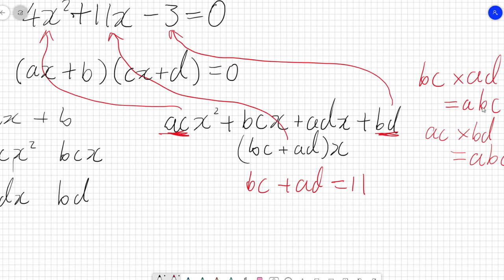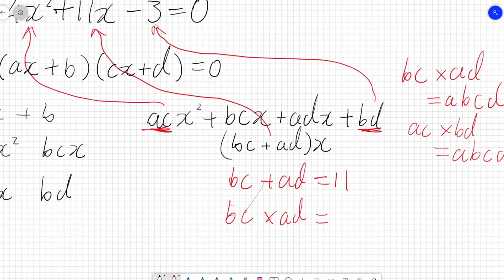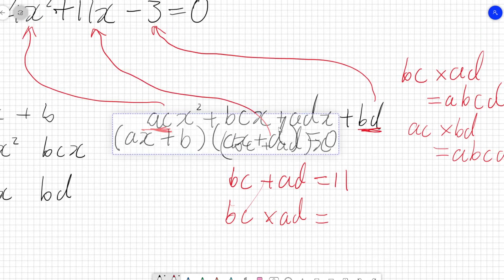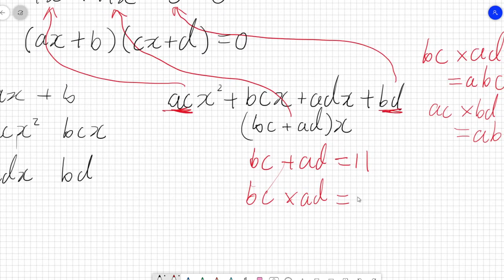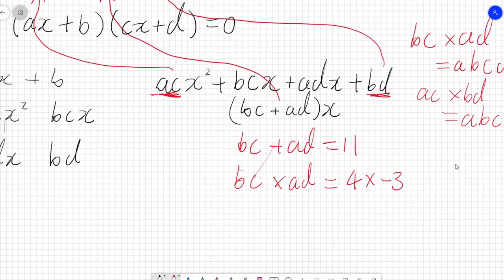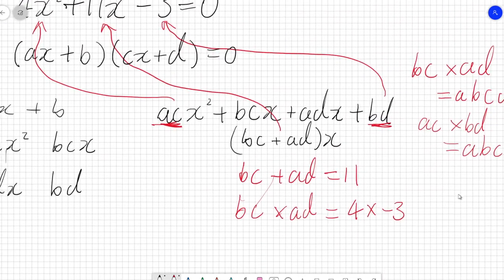So what we can tell now is that because these two are equal, whatever BC and AD are respectively, we know that their sum has to be 11, and their product has to be the product of the first and last term. So it has to equal 4 times -3. So what we're essentially doing is we're trying to go back one step.